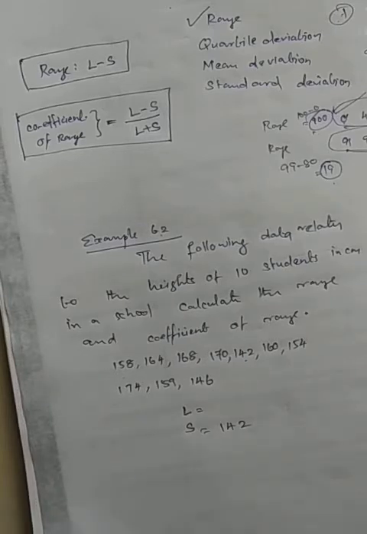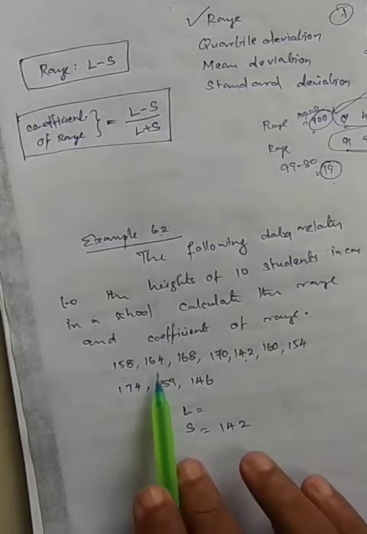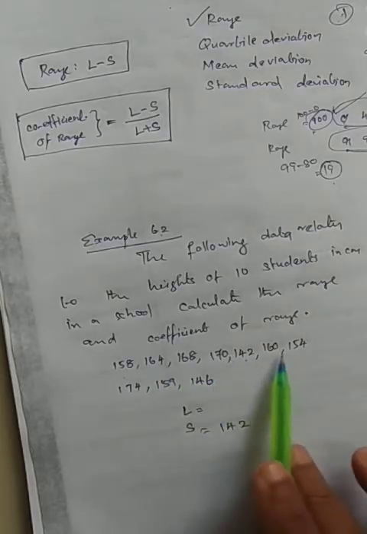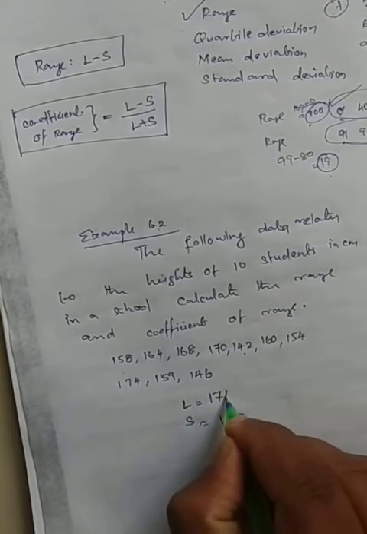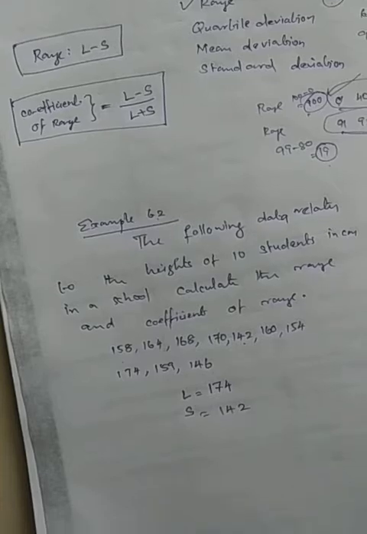Now we need to check the largest value. What's the largest value? You can see here 158, 168, 170 is there, and then 174. So here the largest value is 174. So we got all the L and S values.